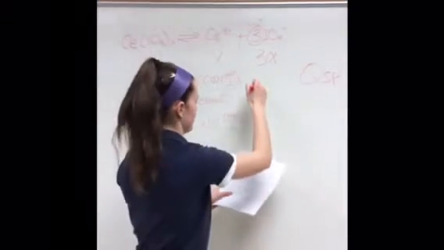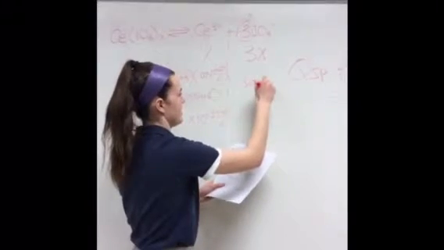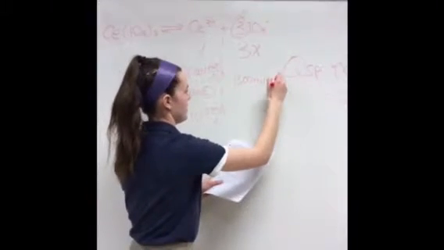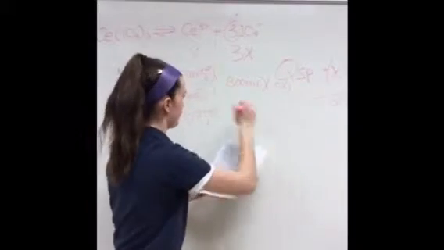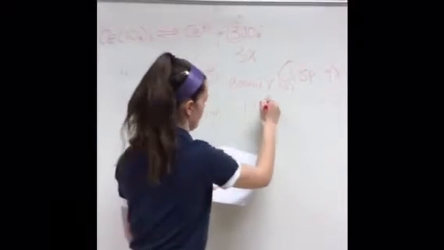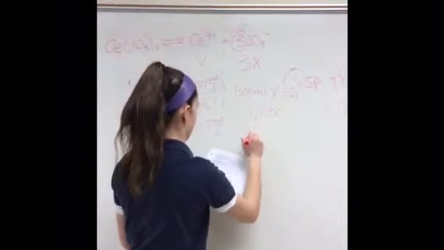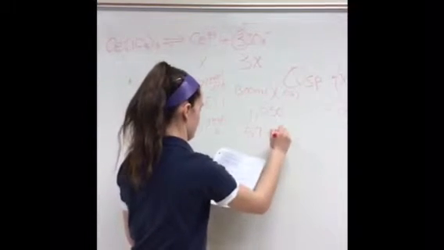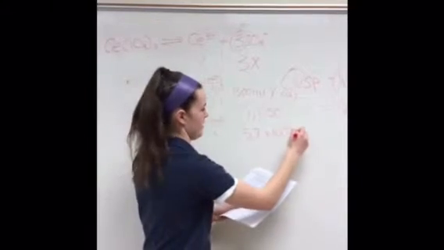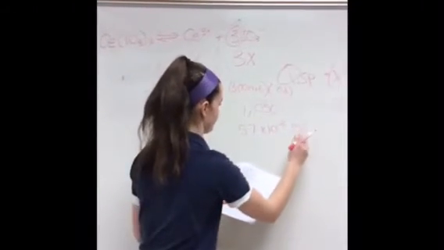Do the same thing over here. Take 300 milliliters times 0.02 divided by the total volume, and then you'll get 5.7 times 10 to the negative third moles per liter.